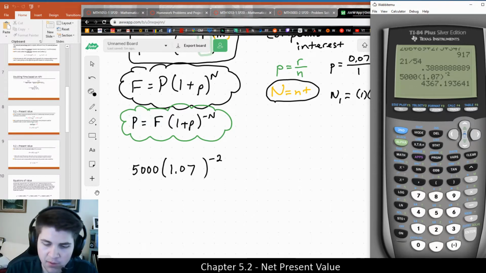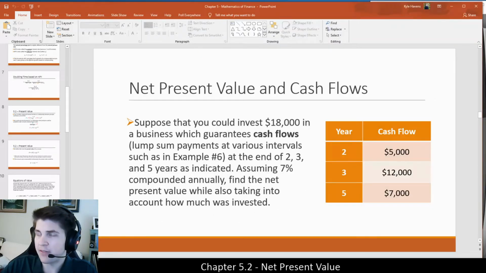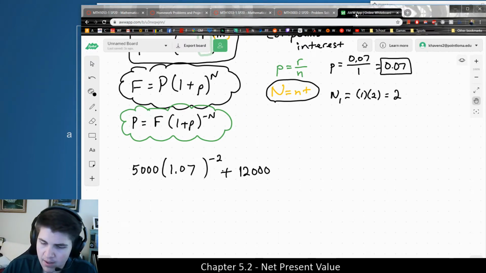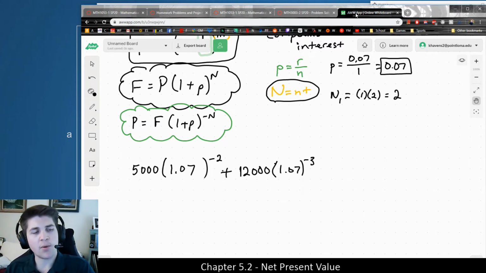And we want to know, well, what's the sum of all the cash flows? So we also had a $12,000 payout after 3 years and a $7,000 after 5. So 12,000 is going to be the future value of the second cash flow. And again, it's the same interest rate assumed for everything. So 1 plus the periodic interest rate. And this one will be to the minus 3 power, because this one is undergoing 3 years of growth instead of 2. And again, compounded annually once. So it's just 3 times 1.